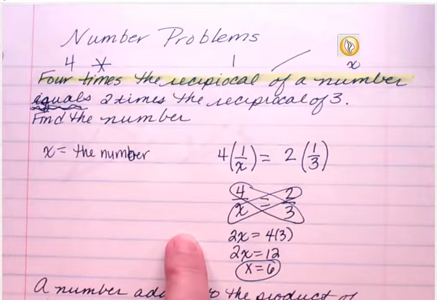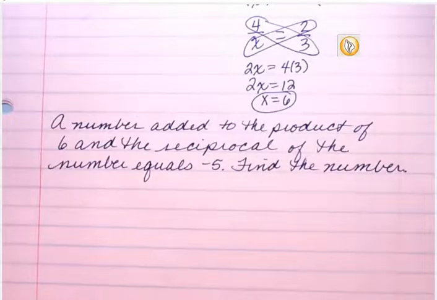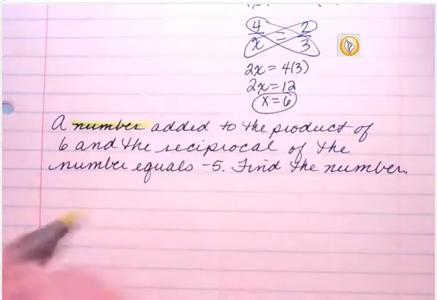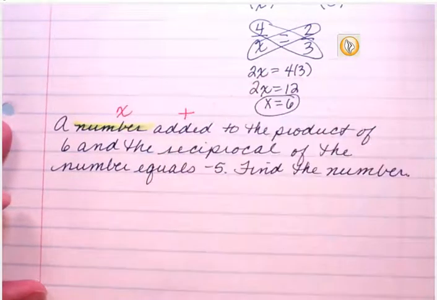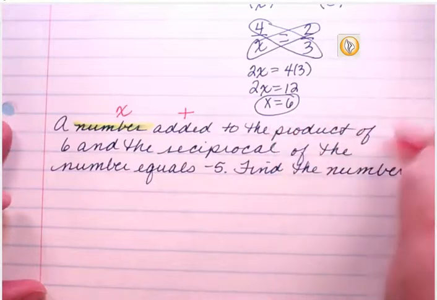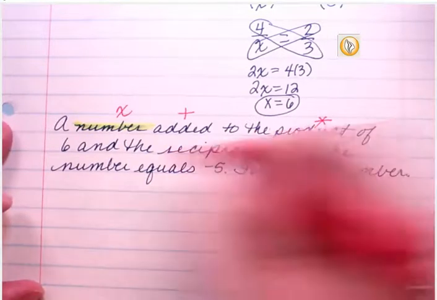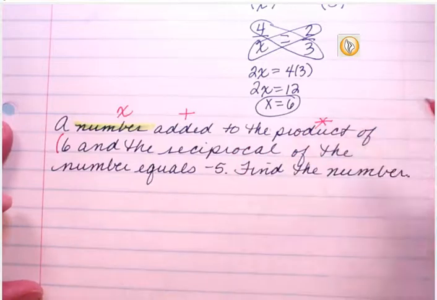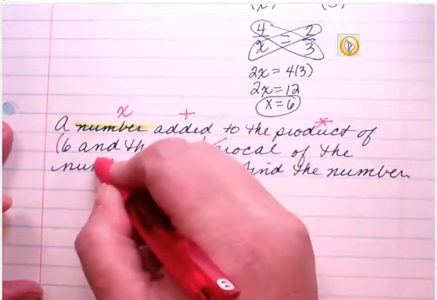Excellent. Now there's one other type of number problem I wanted to go over, and that is one where it's not just multiplication. It could be adding and subtracting also. So when we look at this, it says a number, so that's x, added to the product. The product means we're going to multiply. What are we multiplying together? We're multiplying 6 and the reciprocal of the number. So that's going to mean 1 divided by the number.